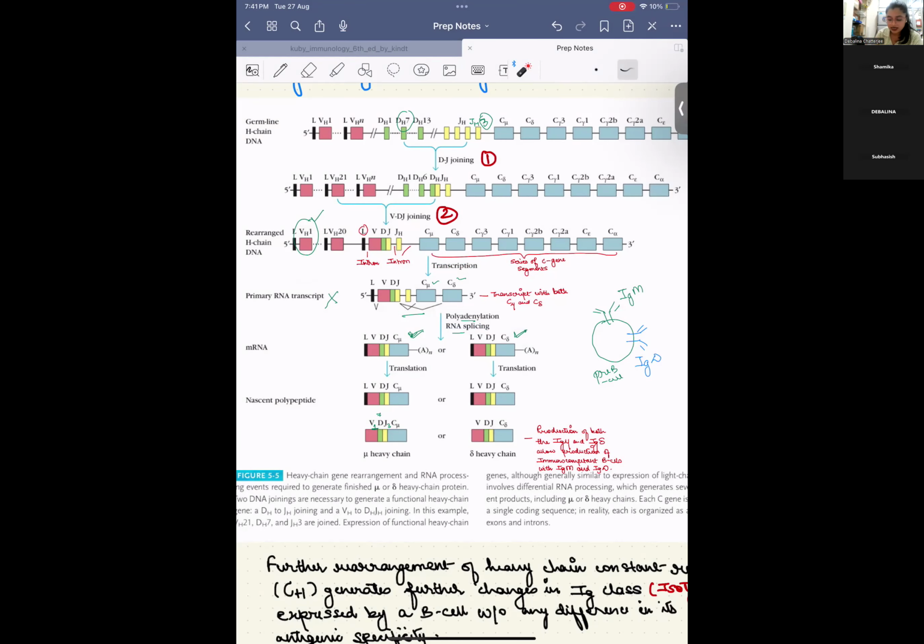In that case, it is not like we will have this transcript first and then something else is going to come and join. No. Instead of this transcript's formation, we will have this segment joining somewhere over here. When it joins over here, this entire region is spliced off in a loop, and we will have the transcript that has L, V, D, J, and say C gamma 1. That's how the process of class switching happens when we are talking in terms of antigenic selection. Any better?